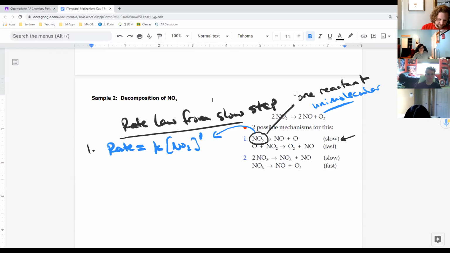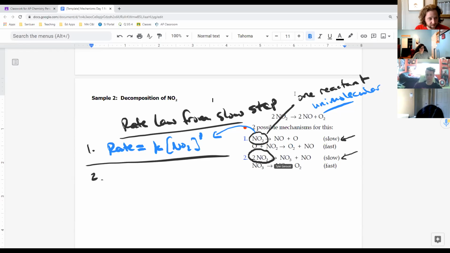The proposed mechanism for the rate law for the second one is again based off the slow step, because the reaction's going, the slowest step kind of hinders the reaction, and the fast steps just happen so much faster than the slow step. So if we understand the rate of the slow step, that's essentially the speed of the reaction.